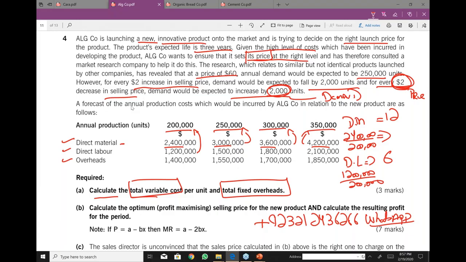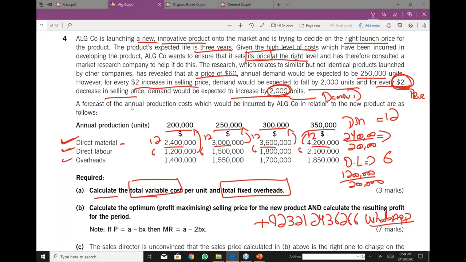Now for overheads, if you quickly work out the per unit, because as I mentioned, for direct material and direct labor the per unit will come the same at each and every activity. Whenever the per unit is the same, remember, it's a pure variable cost. You will see 12, 12, 12 and 12 here, and 6, 6, 6 and 6.